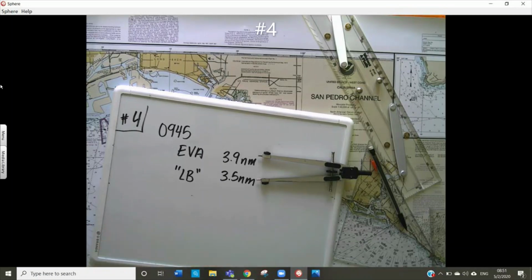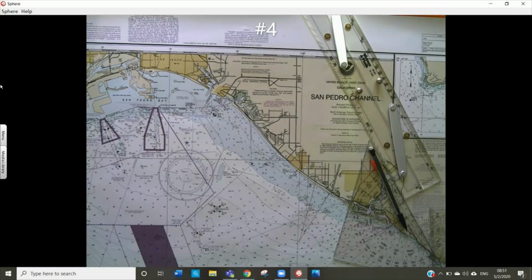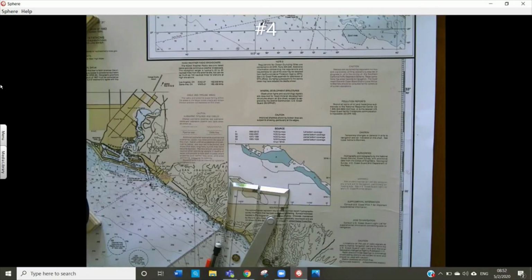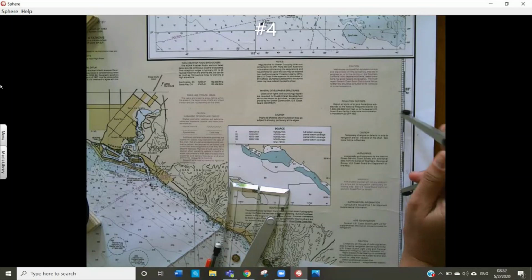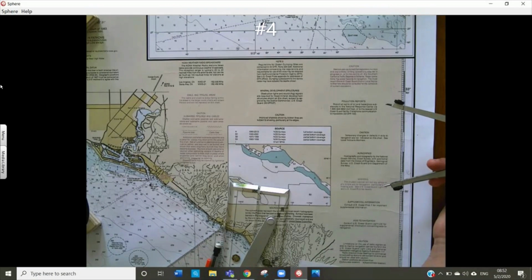Okay, so I use the latitude scale because 1 minute is equal to 1 nautical mile to get my range distances. You can also use the distance scale. Okay, so EVA is 3.9 nautical miles, so I'm going to find 3.9 nautical miles, and I can make an arc there. So I know that this is 3.9 nautical miles. Now I'm going to bring it back over to the point of interest and make my line of position.